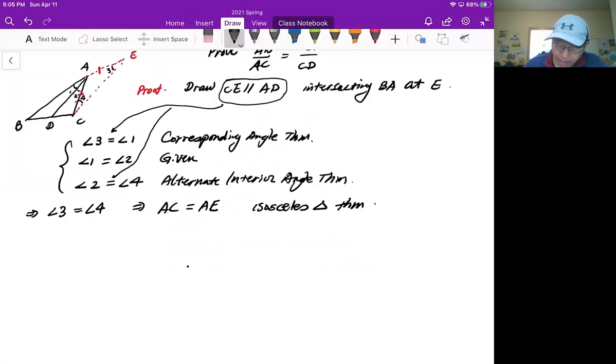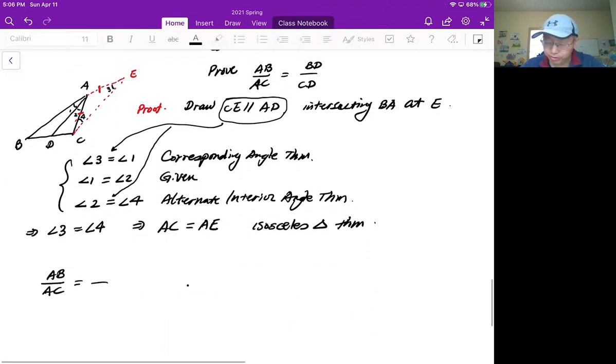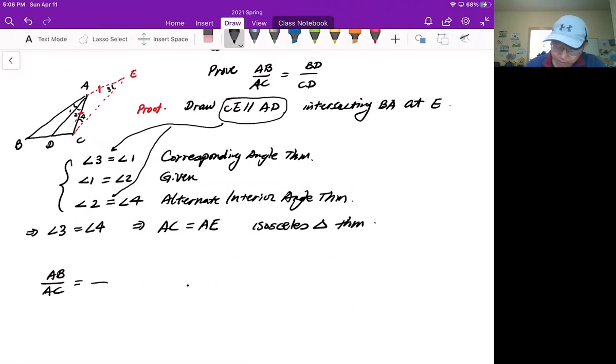So I'm going to have, let's say, AB over AC. That's my left-hand side, right? Can you see that? I start with AB over AC, where I can write the AC to be the AE. I can replace AC by AE, and then this is actually the same as BD over DC. Why? Just because of the picture.